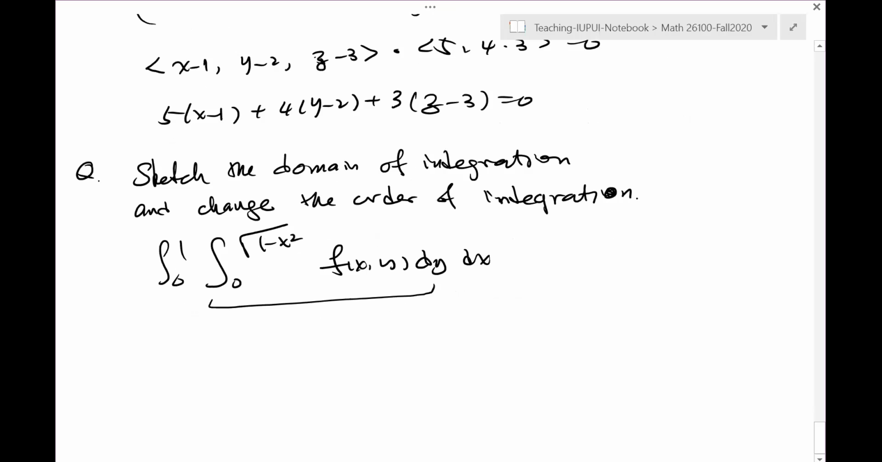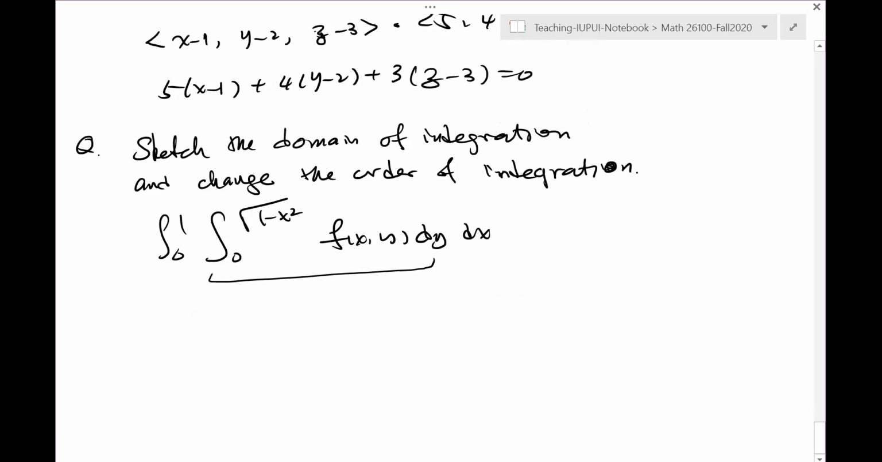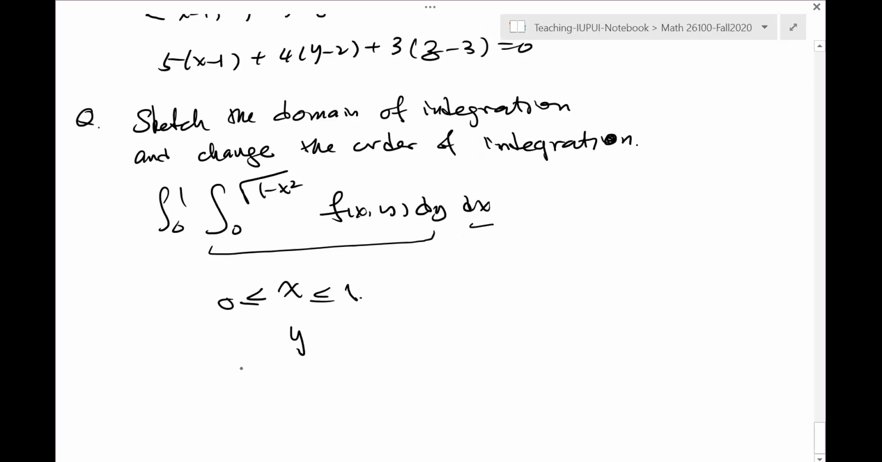If you understand how we get the iterative integral, then you understand this. Look at this. The outside variable is x, so that means x can be anything between 0 and 1. But for a fixed x, there's a restriction for the y variable. The lower bound is 0, and the upper bound depends on x, the square root of 1 minus x squared.